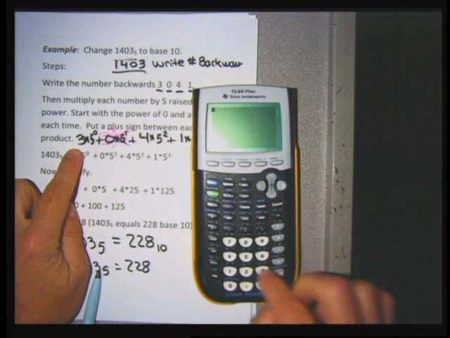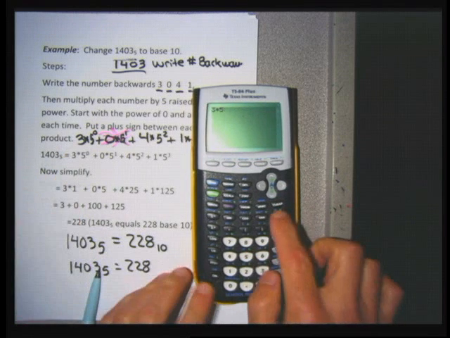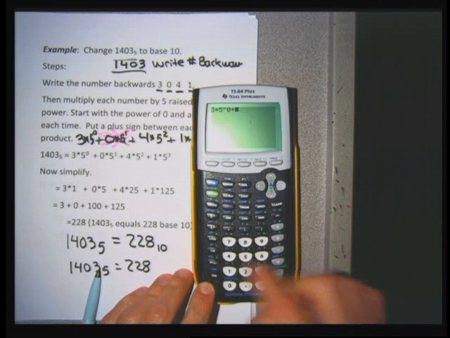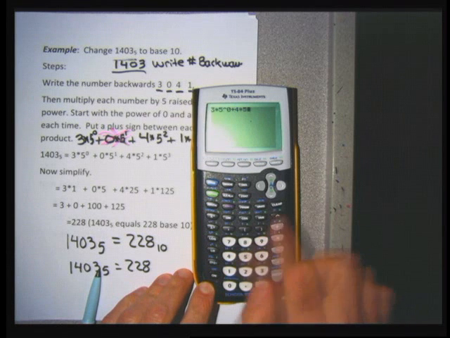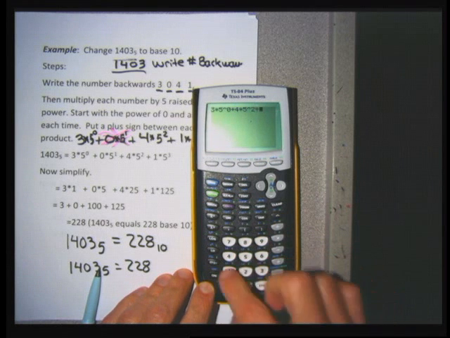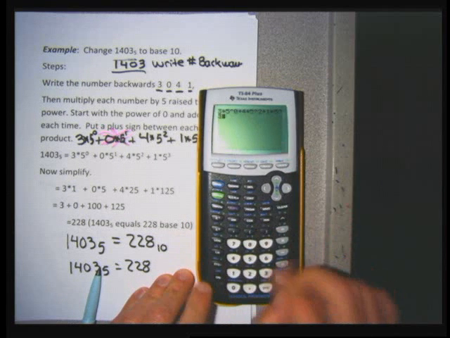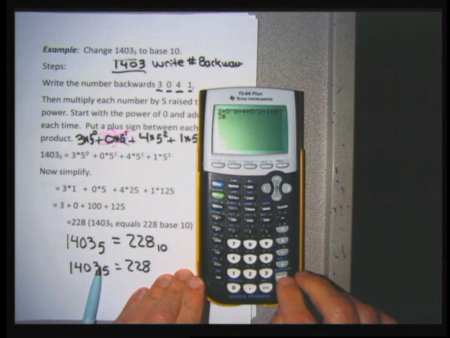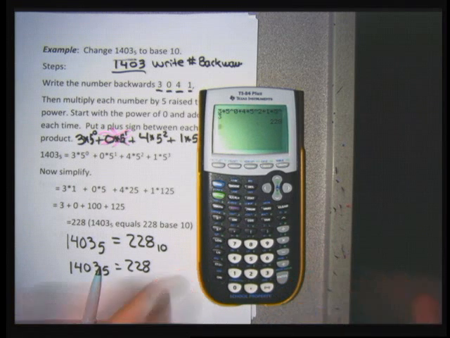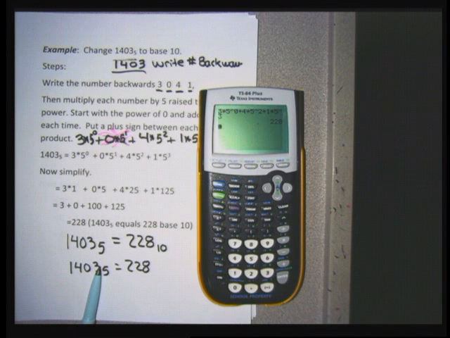So I'm going to go 3 times 5 up arrow 0 plus 4 times 5 up arrow 2 plus 1 times 5 up arrow 3. So that's just entering it exactly how it looks, and I get 228, and I'm done. So going that direction is not particularly hard.